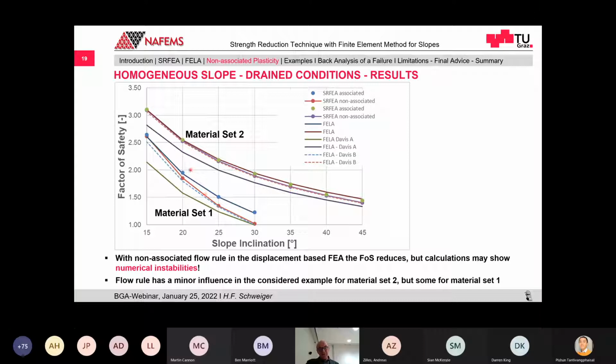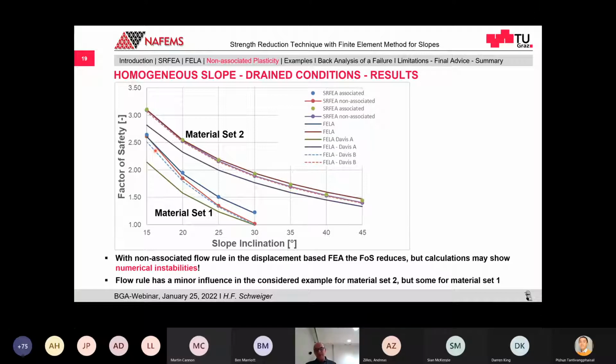Now, if you look at the material set which is more frictional, you see again that the associated finite element displacement-based and failure analysis gives you more or less the same result. However, if you do the original Davis approach, you're again very conservative. Okay, so it's of course nice to be conservative, but being too conservative is not nice either. Now, this is the strength reduction technique here with non-associated flow, and if you use this modification of the Davis approach, we call it here Davis B, then again you get very similar results.